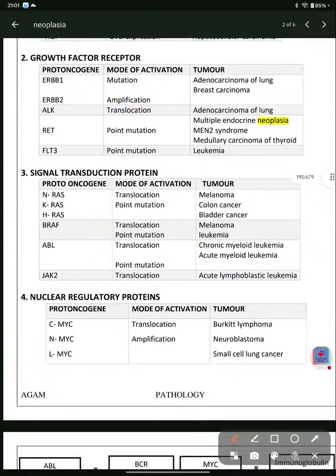Signal transduction: RAS, NRAS, melanoma; KRAS, colon cancer; HRAS, bladder cancer. BRAF, melanoma; translocation mutation, leukemia, chronic myeloid leukemia and acute myeloid leukemia; JAK2. Nuclear regulatory proteins: CMYC, NMYC, LMYC. Amplification, Burkitt lymphoma, neuroblastoma, small cell lung carcinoma.